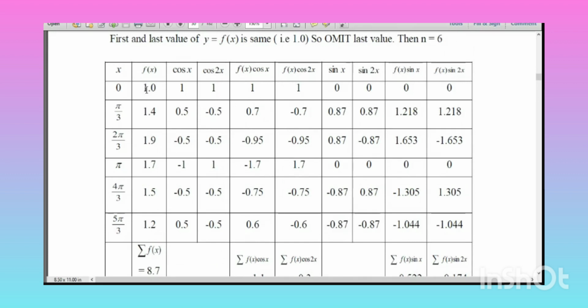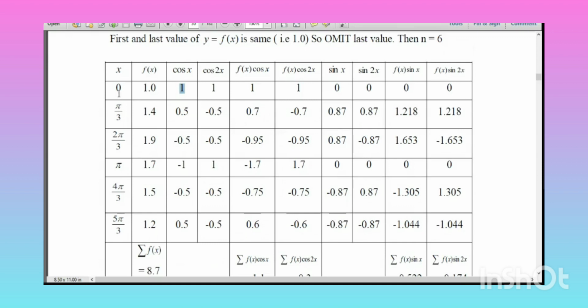Here, x values, f of x values, cos x, cos 2x. I'm dividing the columns: cos x, cos 2x, f of x cos x, f of x cos 2x, sin x, sin 2x, f of x sin x, f of x sin 2x, because we require all these values: summation of f of x cos x, summation of f of x cos 2x, summation of f of x sin x, summation of f of x sin 2x to find the value of a1, a2, b1, b2. That's why in detail we have filled the table values.